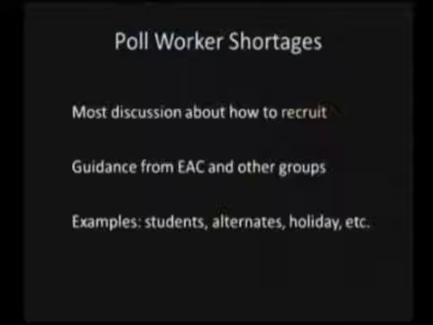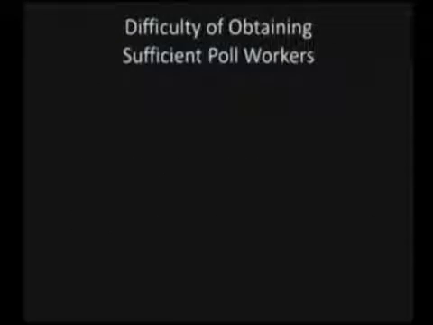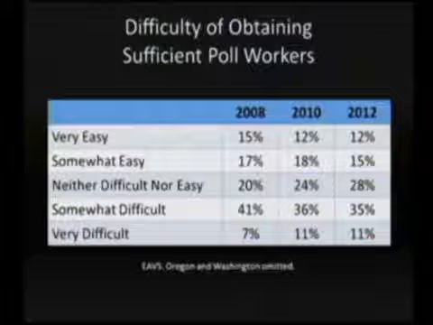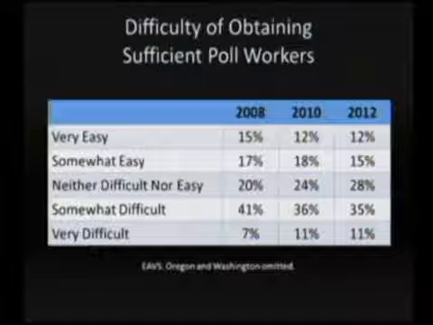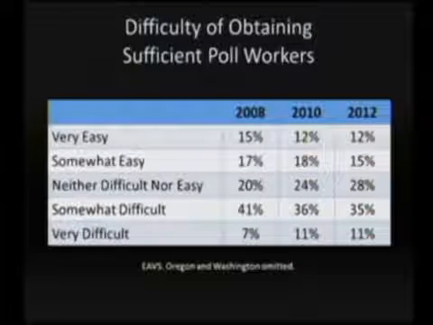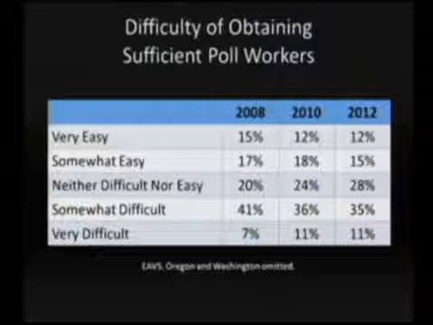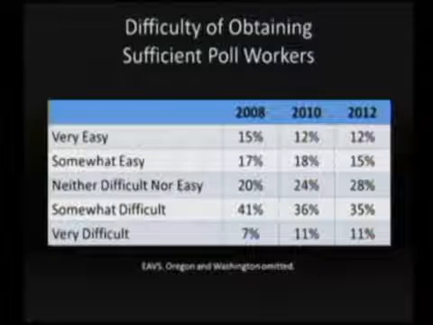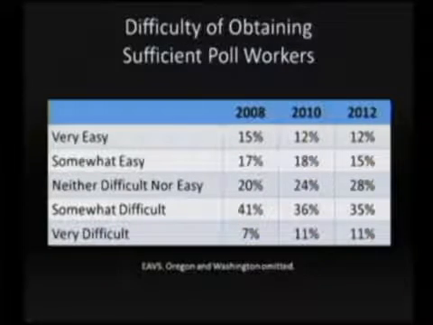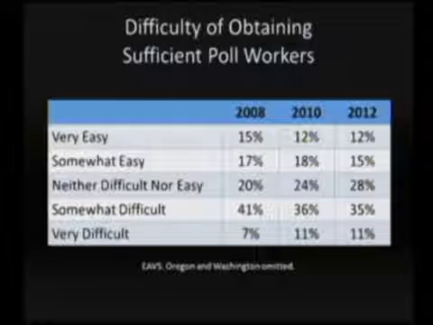But let's look at the evidence on shortages. Our best evidence is from the EAC surveys, the EAVS, which ask local election officials how much difficulty they had in obtaining sufficient poll workers. That's the language. It's a 5-point scale from very easy to obtain the right number to very difficult. And you'll see that the largest group say they had a somewhat difficult time finding sufficient poll workers. But that is not to say that they didn't find enough poll workers. It's that they had some difficulty in finding them. Right? The question is really, do you have enough? Not did it require some effort to do?